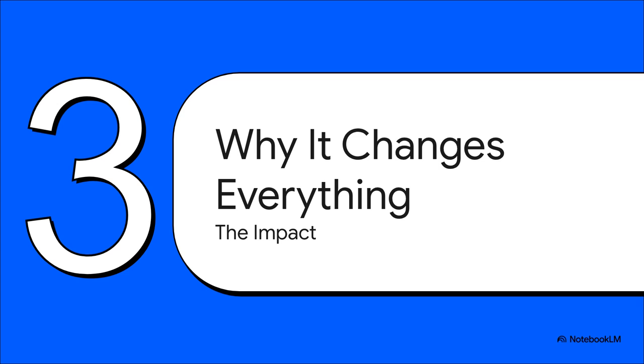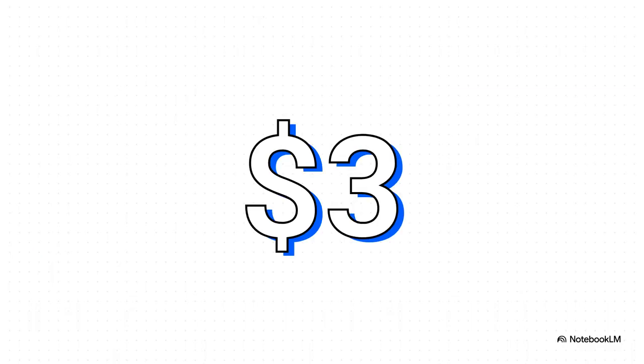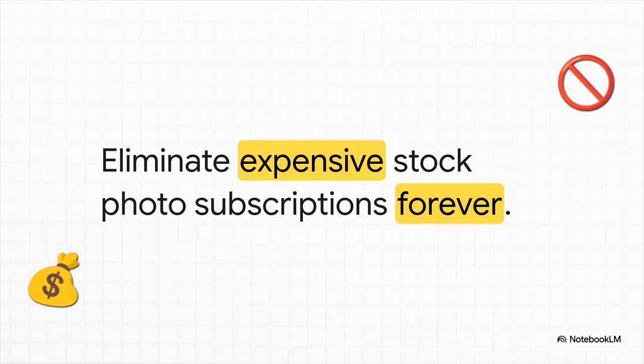All right, so we've covered the how. Now for the really important part, the why. Why is this such a big deal? Because we're not just talking about a slightly better tool. This completely rewrites the rules for creating content online. $3. Let that sink in. What on earth can you get for $3? Well, using an efficient AI model like FLUX Schnell, $3 can get you 1,000 images. 1,000. Now think about what that means. For less than the price of your morning latte, you can create enough visuals for literally hundreds of blog posts.